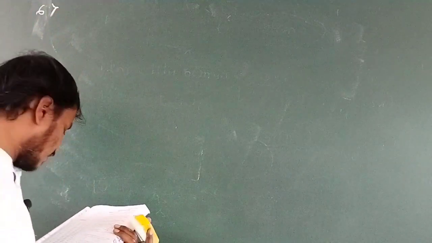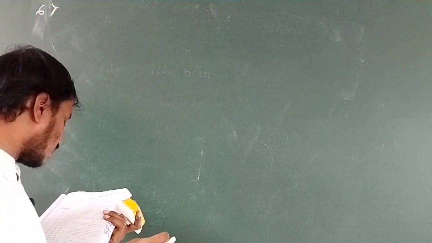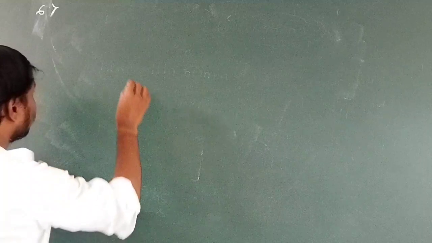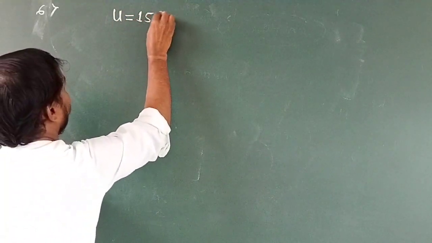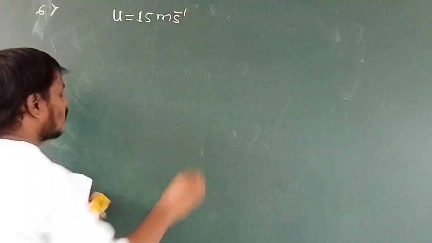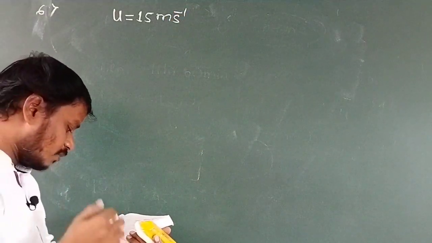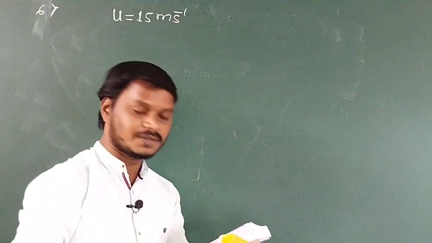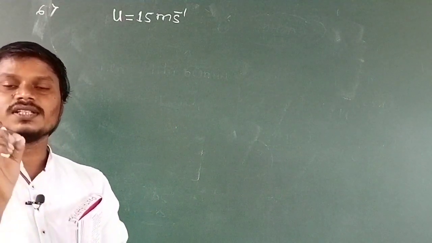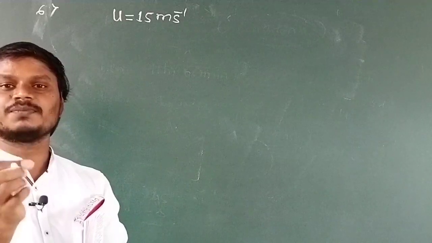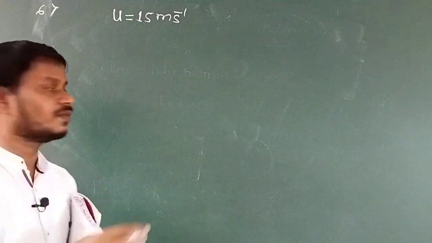Question number 6. A man runs towards mirror at a speed of 15 meter per second, means u given. Speed of the man means speed of the object, that is 15 meter per second. Then our aim is to find the speed of the image with respect to the man. In previous class we discussed that the speed of the image with respect to the object is 2u.